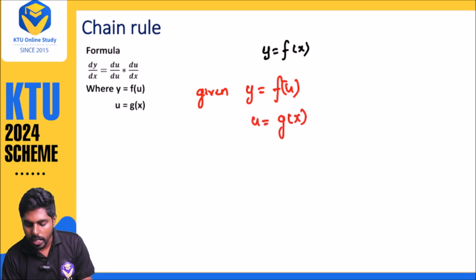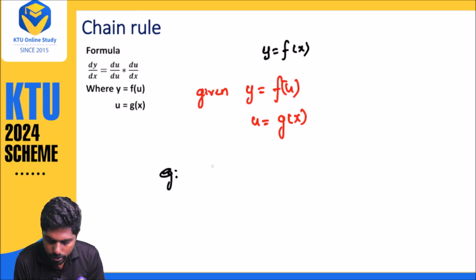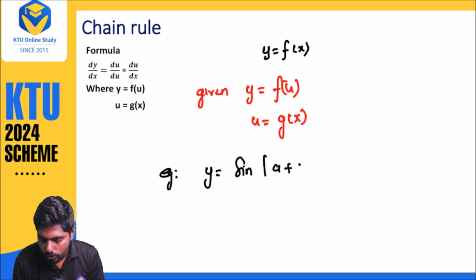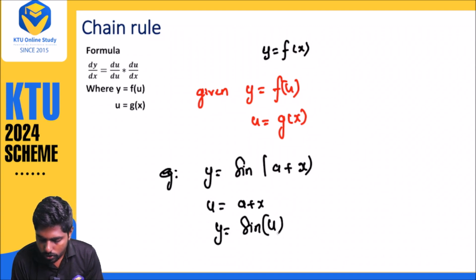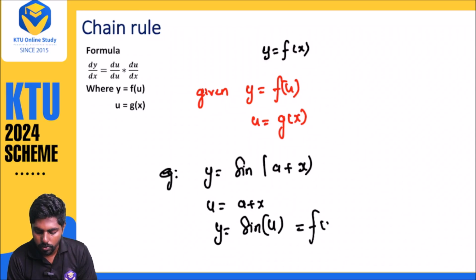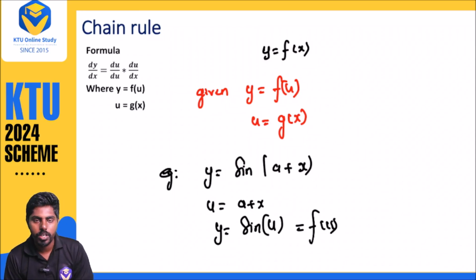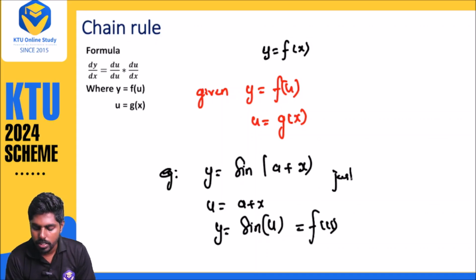That means u has a separate form. For example, y is equal to sine of (a plus x). Here I say u is equal to a plus x, so y is equal to sine u, which is f of u. This is the way the question will be asked. You can either use the derivative method, just replacing the term u is equal to a plus x, or you can use the chain rule.